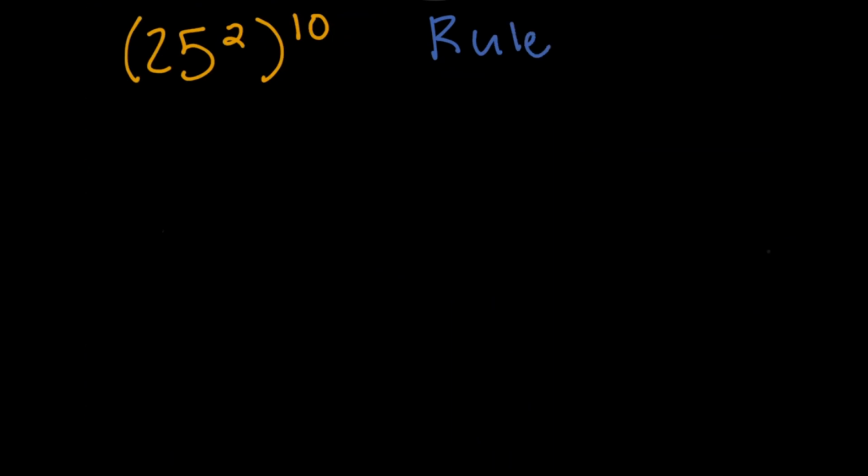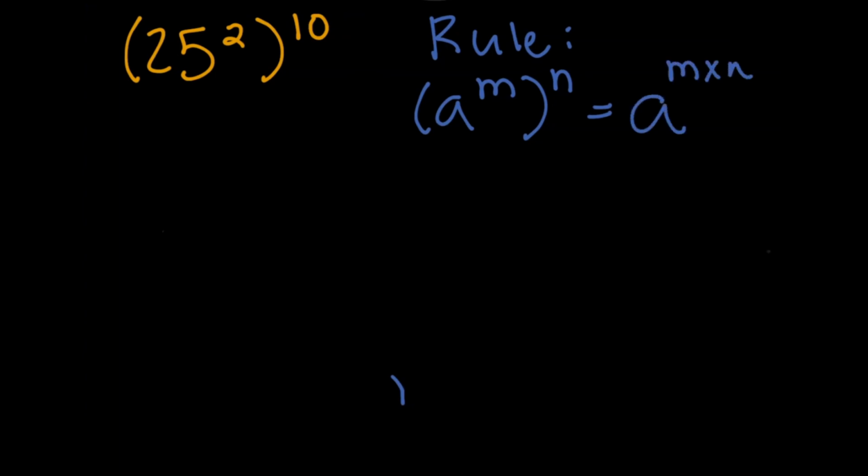So for the next problem, we're going to use the following rule, which is the law of a power, which is that when you have an exponent to the power of another number, the resulting answer is the same base with the exponents multiplied together. And so first, let's just look at what the base is in our problem. It's 25. So we're going to start by just writing out our base.